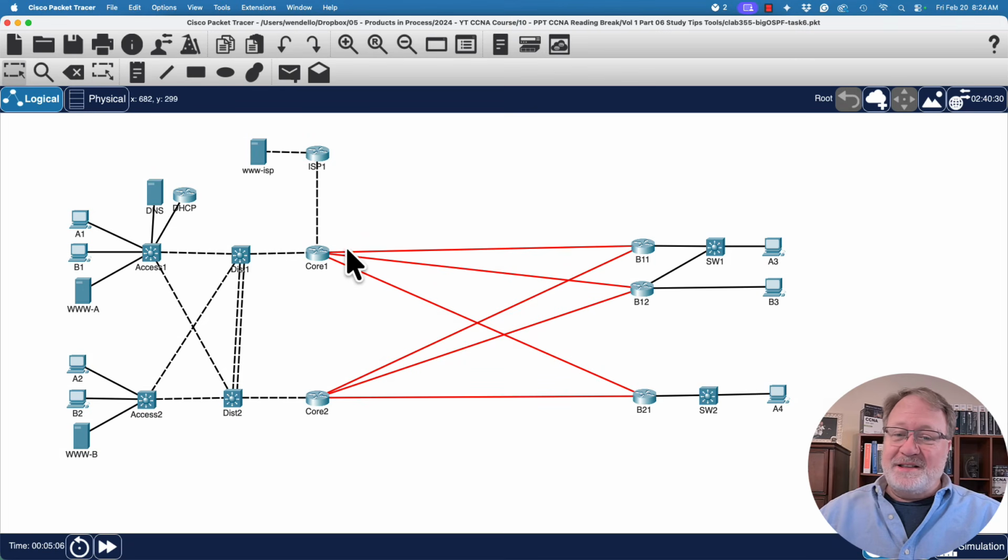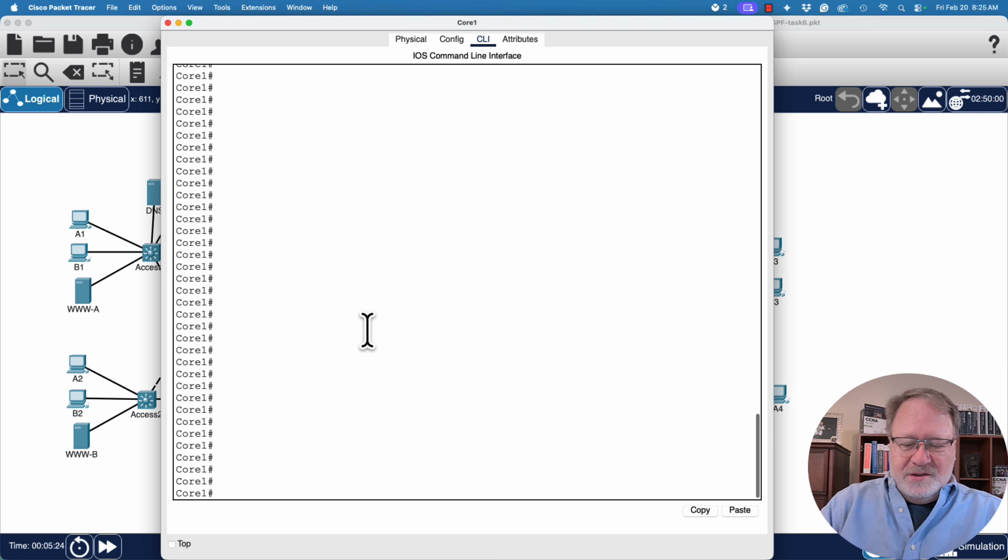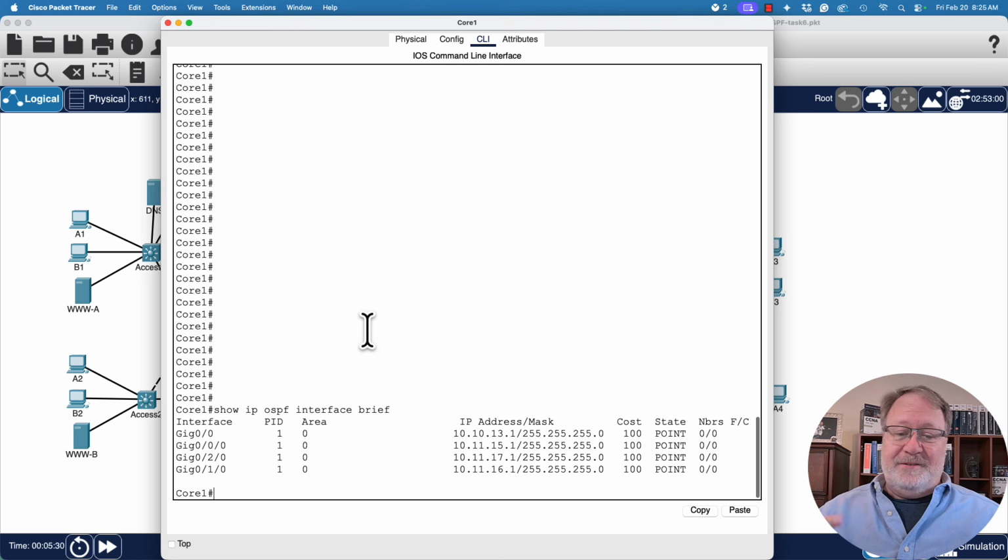So for task 6, we're going to start at core 1. Now core 1 has these 3 WAN links, and we changed those to be network type point-to-point. And I made the choice to also make these 3 routed links point-to-point as well. So the 4 links that are enabled for OSPF off of core 1 are changed to be point-to-point interfaces. So let's start out with show ip ospf interface brief to get a one-liner per OSPF enabled interface.